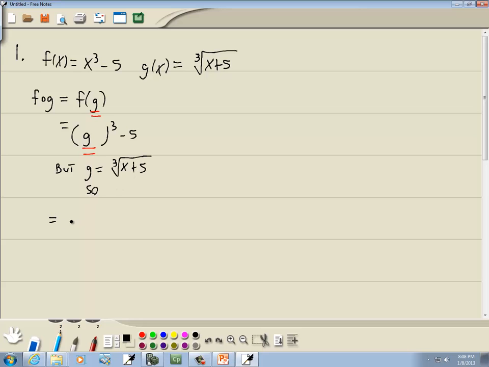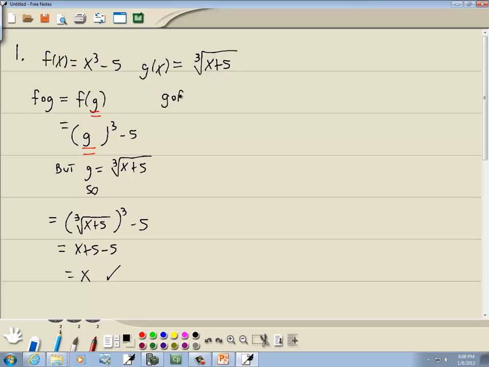So then this becomes the cube root of x plus 5 to the third power minus 5. Now when your index, which is the number in the slot, which is 3, matches the power, then they cancel each other out along with the radical. And we're left with x plus 5. So we got x plus 5 minus 5. And 5 minus 5 gives us x. So that's the first part. That should be equal to x.